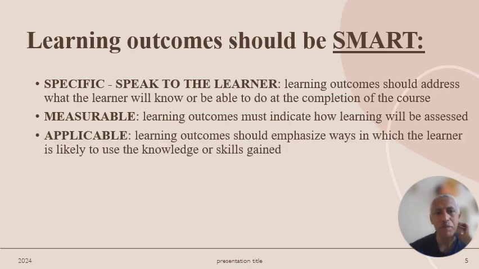A is applicable. Learning outcomes should emphasize ways in which the learner is likely to use the knowledge or skills gained. Is that objective something that can be applicable? Or I would even say attainable is a better term. Attainable. Can it be attained? Will it be able to be done? Can the students actually attain it? Can the students do it?